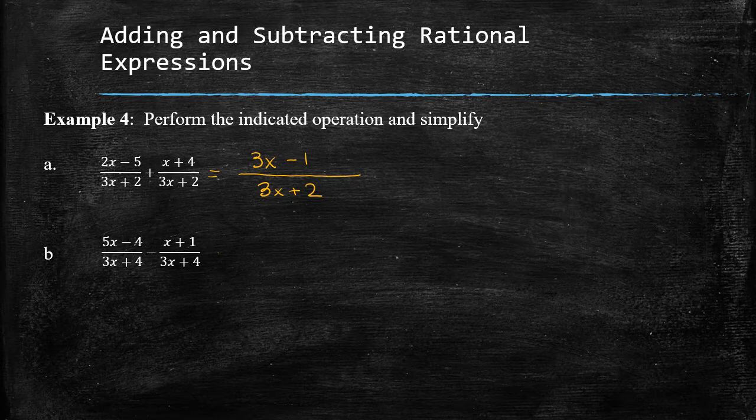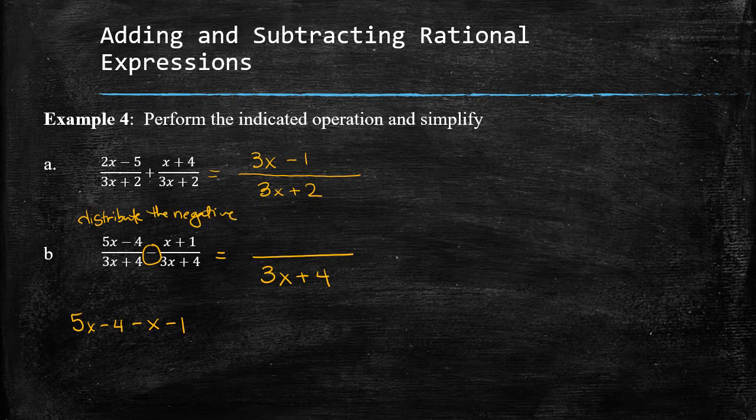Okay, part B. This one is similar except we're subtracting, but notice we already have that common denominator, which is handy. This time we're subtracting, so I'm going to do a little bit of work in the margin because we need to now distribute this negative. Okay, so 5x minus 4 minus x minus 1. We need to remember to distribute the negative. Distribute the negative and then add like terms.